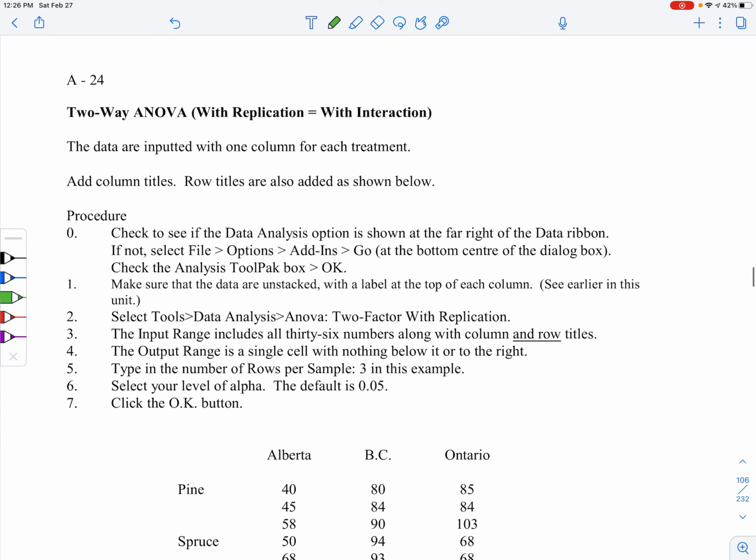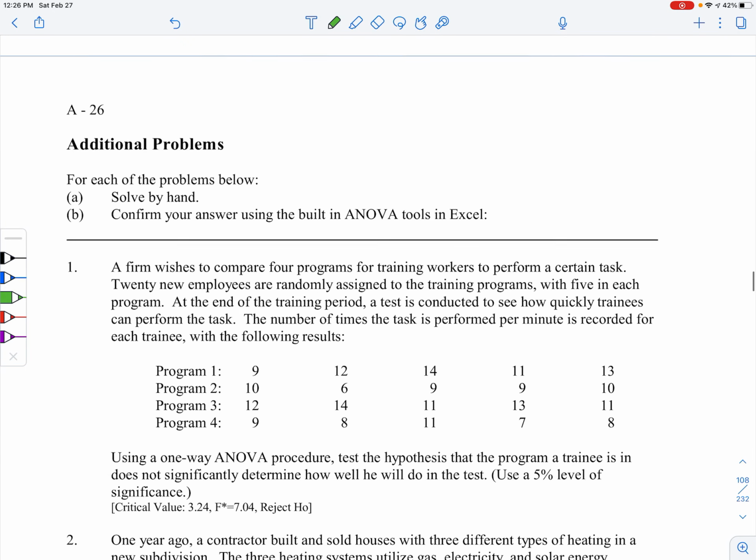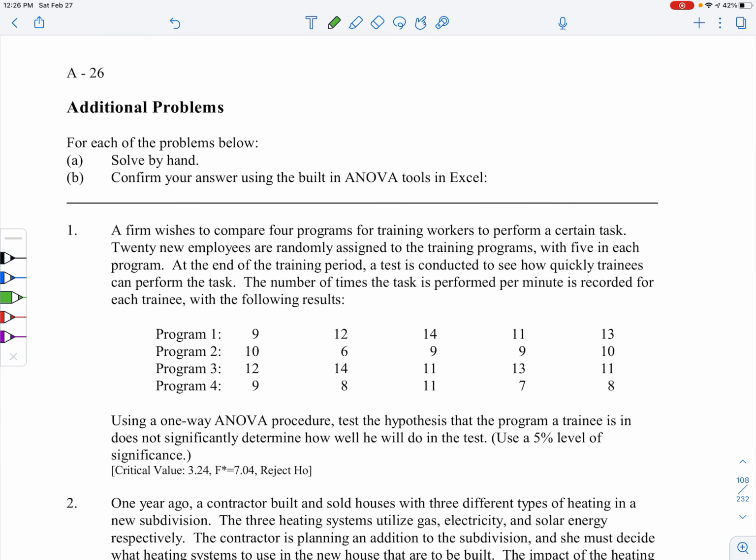And two-way with replication is this one, and this again is still fairly simplistic, but we have 3 pine trees from Alberta and 3 of each of the others. Now practically we would probably have maybe 100 pine trees from Alberta or something. But this is how you would actually do that. And if you ever run into that, you're not going to be required to know how to do that.